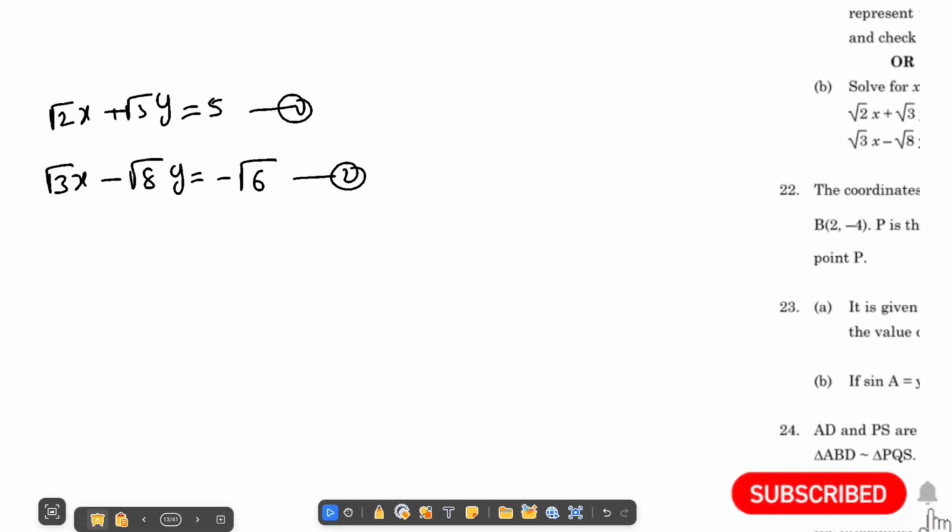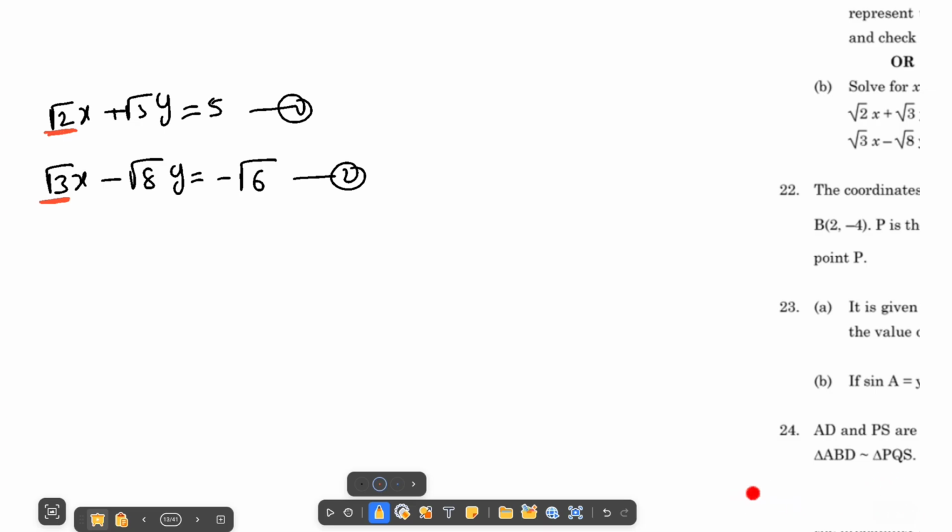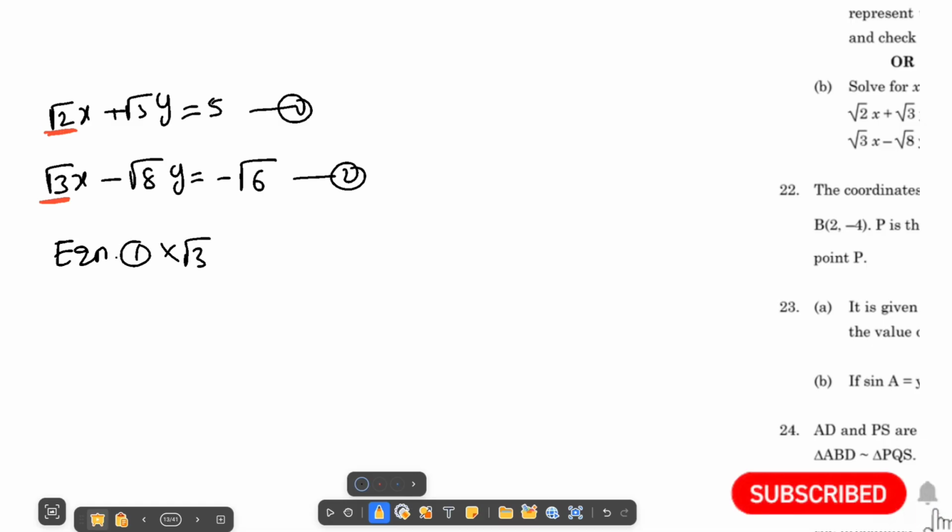So let's eliminate x. To eliminate x, we have to make the coefficient of x equal. So here the coefficient of x is root 2 and here the coefficient of x is root 3. So what is the least common multiple of 2 and 3? 6. Means we have to make both coefficients equals to root 6. For that, I have to multiply equation 1 with root 3.